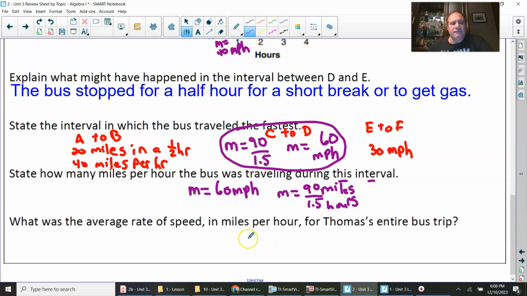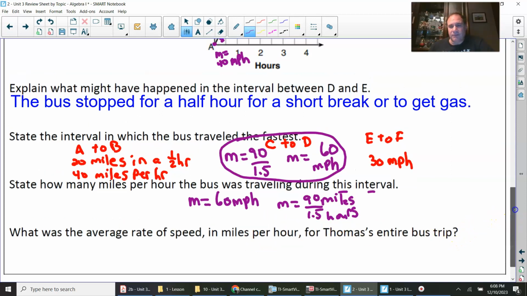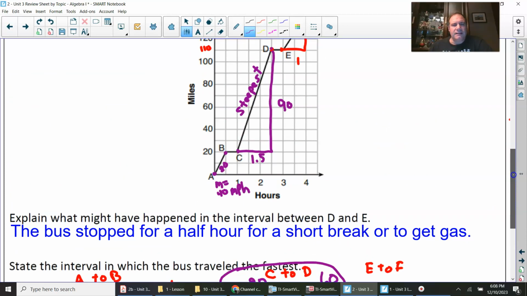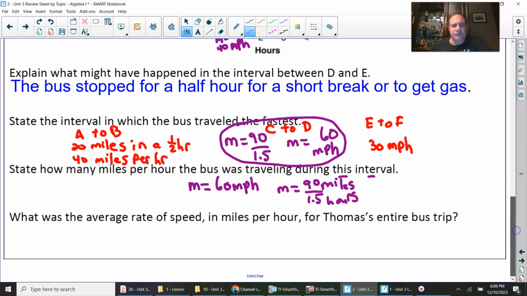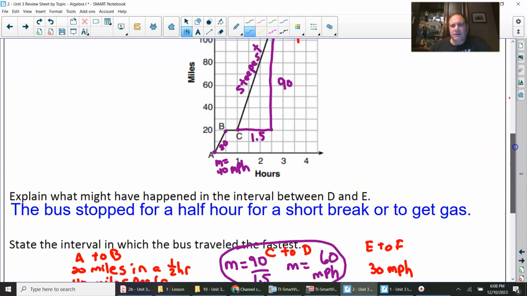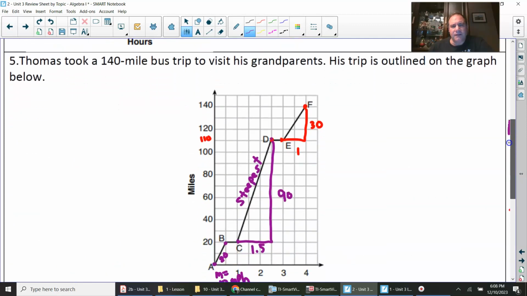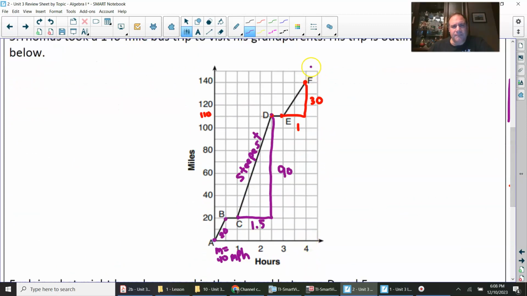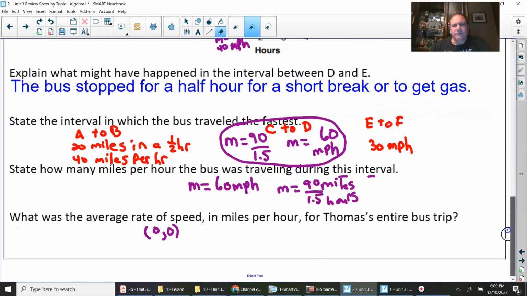What was the average rate of speed in miles per hour for Thomas's entire bus trip? So we're going to start at (0, 0). So I'm just taking a look at (0, 0). And then the ending coordinate is F. So we're at (4, 140). So (4, 140).